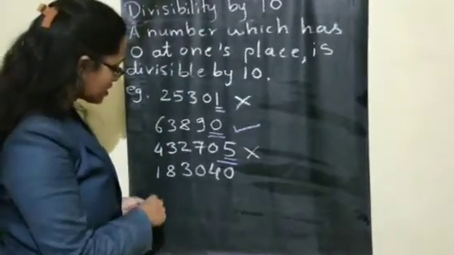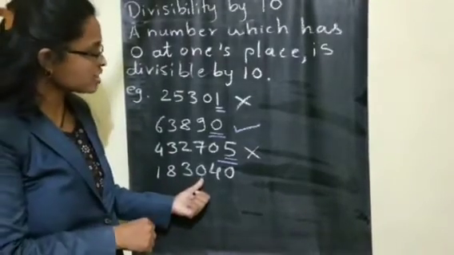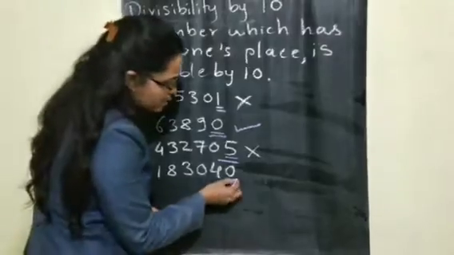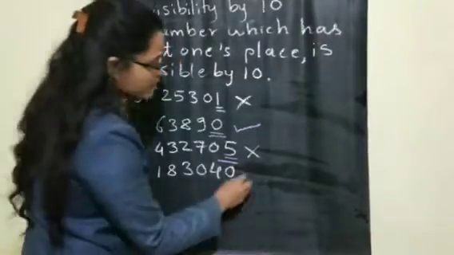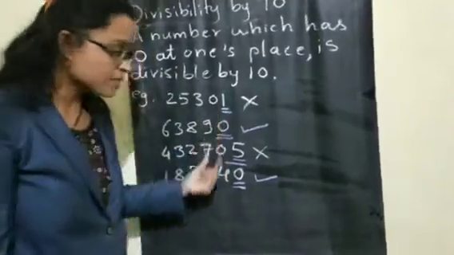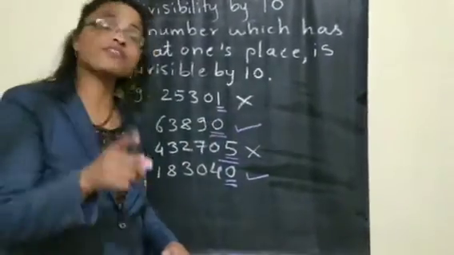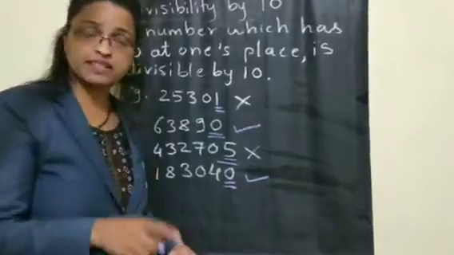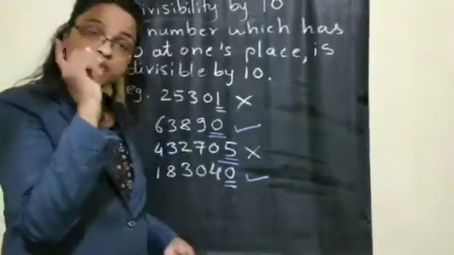If you check the next example, 1,83,040. Again in the ones place, the 0 is present. It means this number is divisible by 10. Like this you have to observe the ones place here, and if only 0 is present in the ones place, then that full number is divisible by 10.